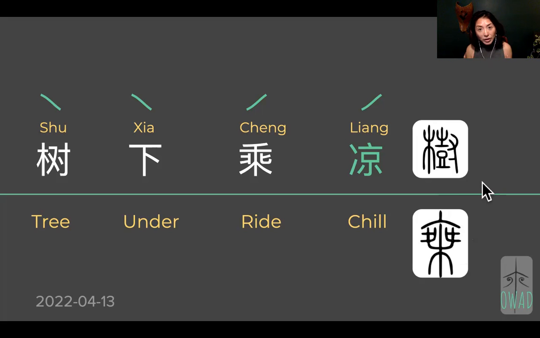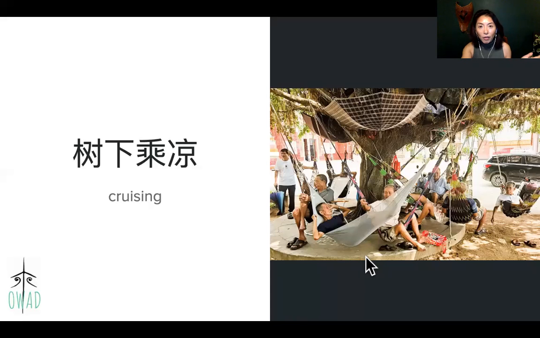So that's our original motion. Basically we're riding on top of a tree, like you are going upward on top of a tree. So it's what people do with a tree. You're getting on top of it. So that's the kind of ride. So 树下乘凉 means under a tree, you're going to ride the chill.